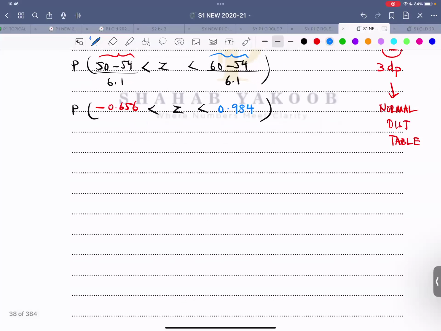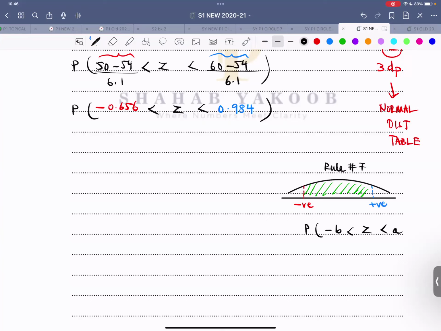Now the rule is whenever we have a normal distribution curve, and yeah, this is also good. And then we have one value which is positive, one value which is negative. So this is the negative value. And this is the positive value irrespective of the size. And we are looking for this probability. This is rule number 7. That probability Z lies between two values. This is negative. This is positive. That is phi of B. That means read the table for the probability plus phi of A minus 1.